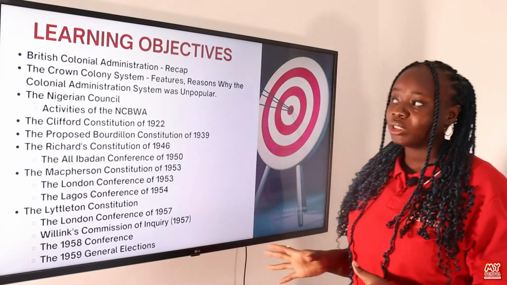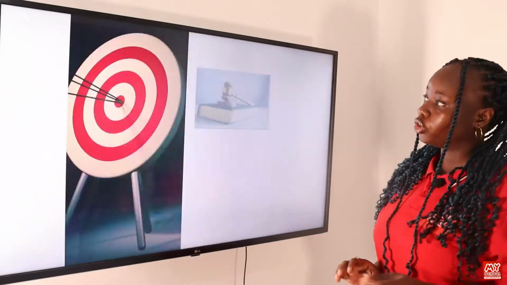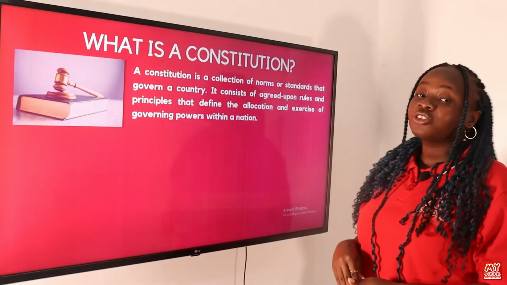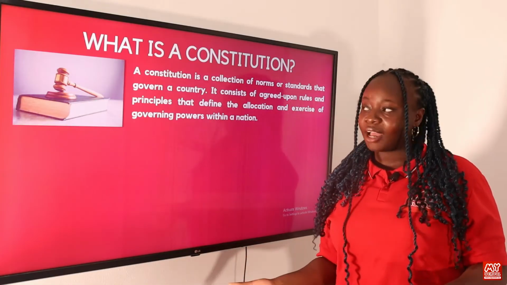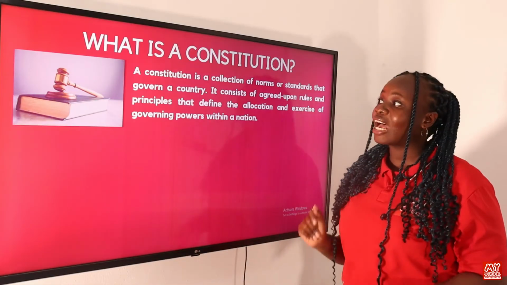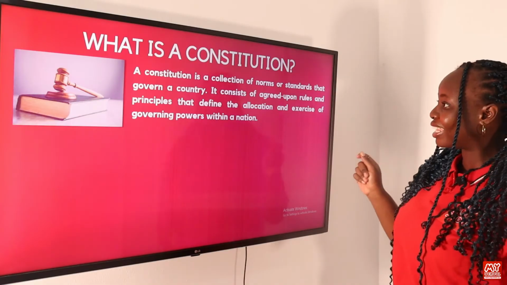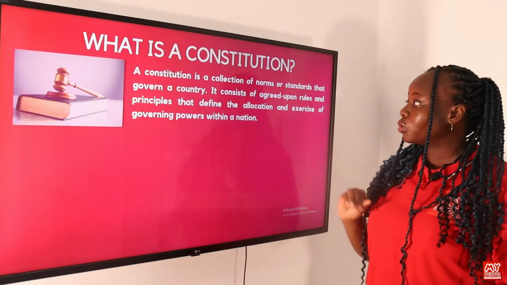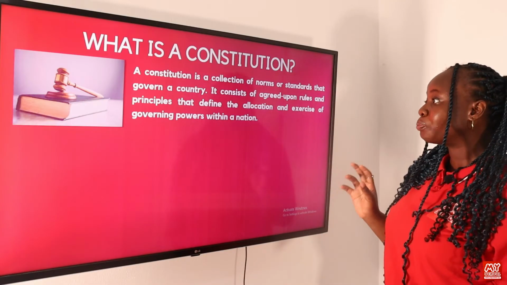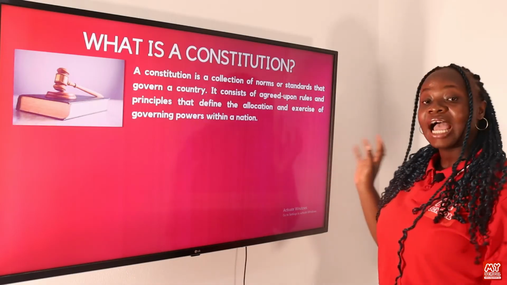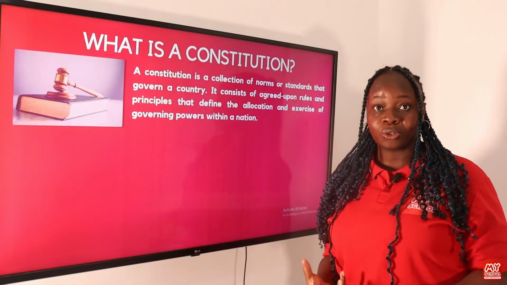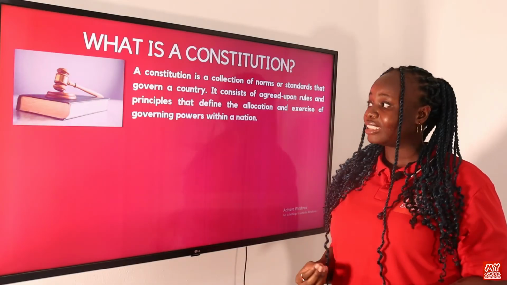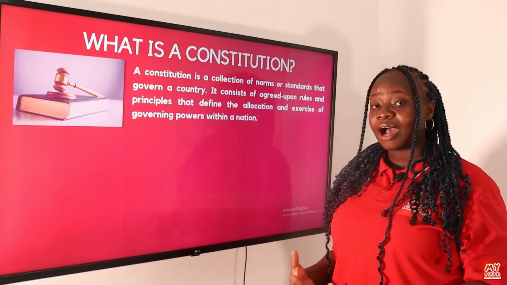So let's begin with a definition of the Constitution. In the previous video lesson, we discussed the Constitution and the various types of Constitution we have. We defined the Constitution as a collection of norms or standards that govern a country. It consists of agreed upon rules and principles that define the allocation and exercise of governing powers within a nation.